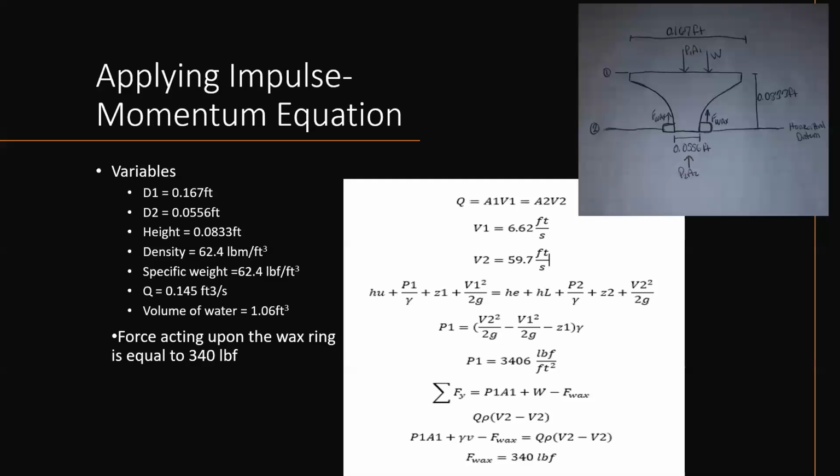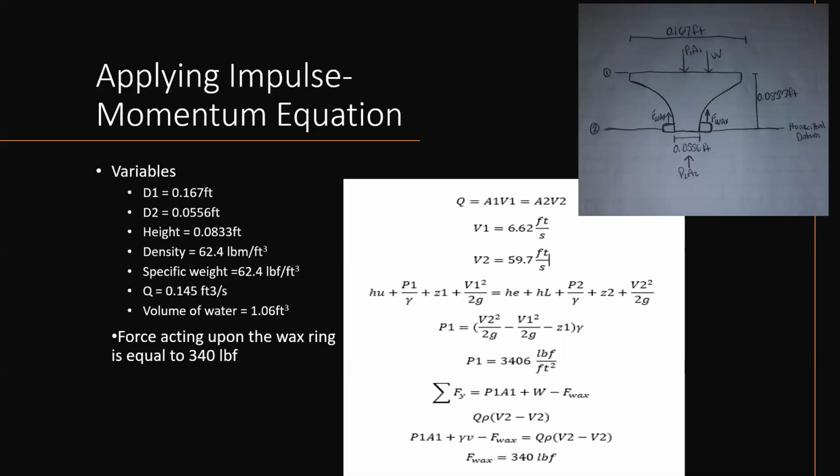Now, applying the impulse momentum equation, we look at the trapway exit into the sewage, and then we see that our V1 is equal to the V that we got before, which is 6.62 feet per second. And our V2 is 59.7 feet per second using the continuity equation. Again, using the work energy equation, we can cancel out useful head, turbine head, and head loss. Z2 is the horizontal datum, so that does cancel, and P2 again is a free stream.